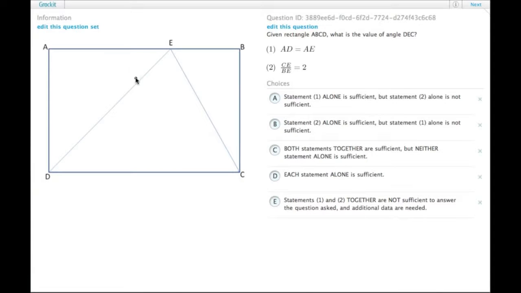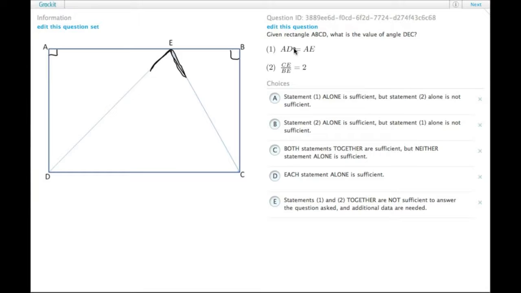So we have rectangle ABCD, and we want angle DEC, which is this guy here. Helps to highlight it. Okay, so we don't have any other things, although of course we know it's a rectangle, so all the corners are 90-degree angles.